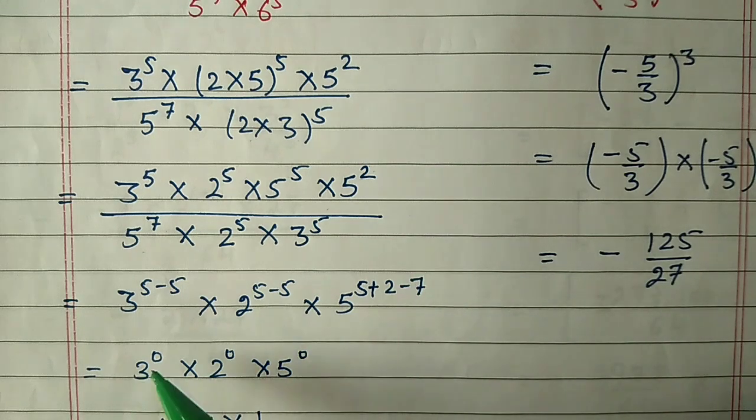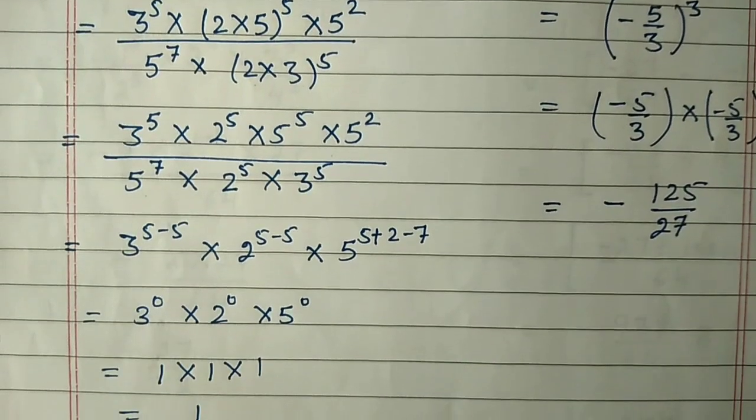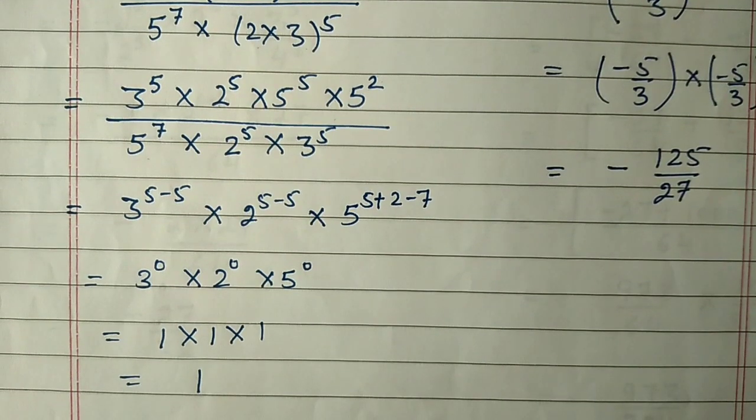So finally we are getting 3 to the power 0, 2 to the power 0, 5 to the power 0. And we know anything power 0 is equal to 1. So all three values will come 1. 1 into 1 into 1 is equal to 1.